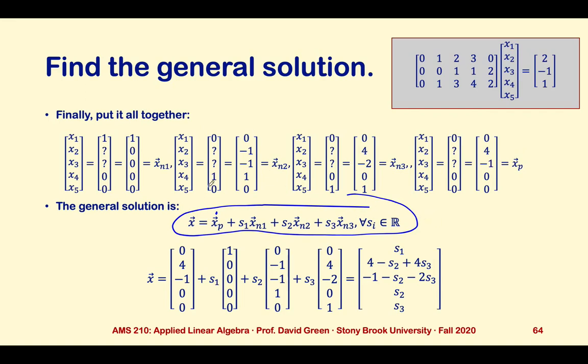We can leave it in this form with our defined vectors, or we can put this in something that looks more like the parametric solutions we've seen before by substituting in xp, xn1, xn2, xn3, and simplifying the result.